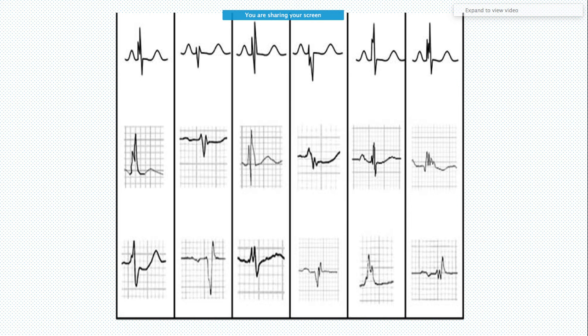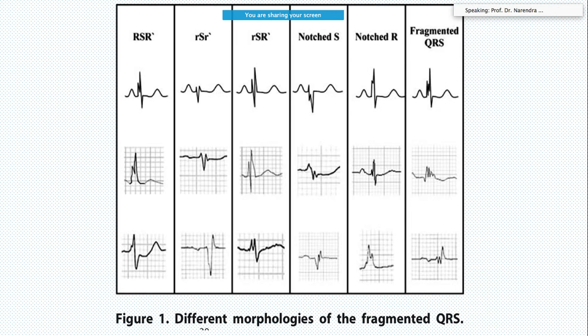Now I'll try to make it easier for you. If you notice, there are different types of R, S, R dash. Sometimes one component can be bigger, sometimes the second. And in the last one, the second and third components can be bigger. So that's why it is like a right bundle branch block. But there's a big but. In the fourth one, does anyone remember what we taught yesterday? Josephson criteria and Brugada's criteria.